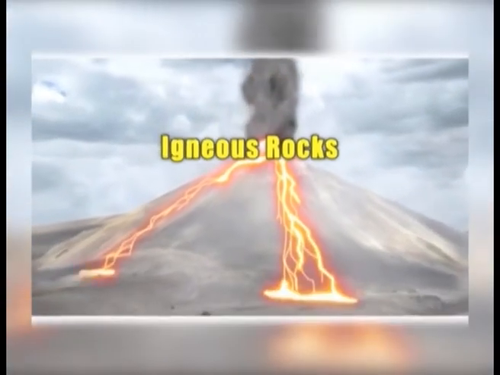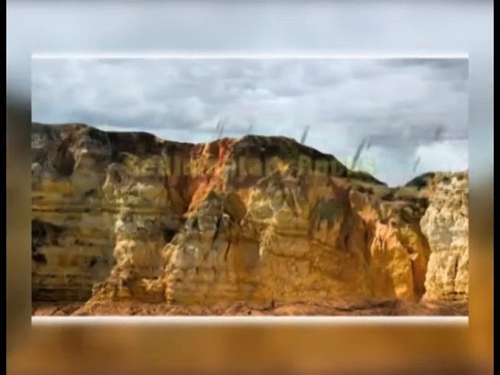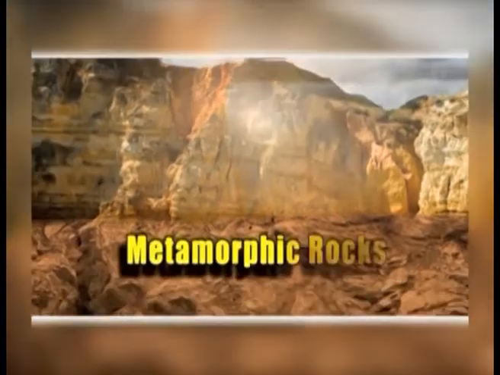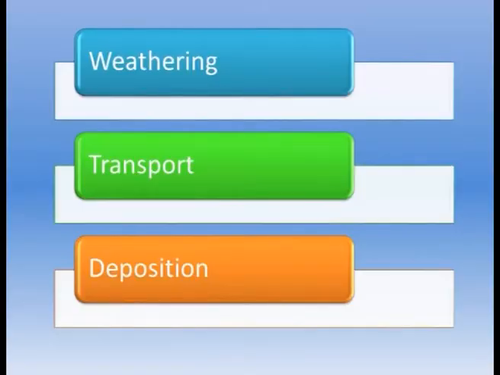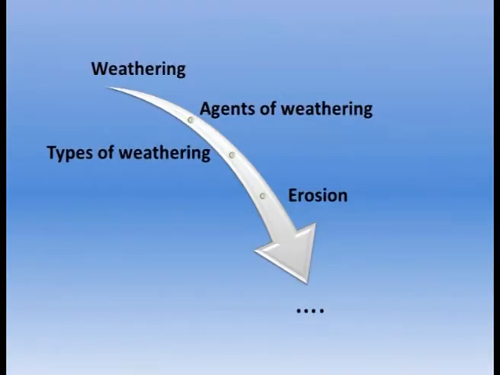After our planet Earth evolved a solid land surface and atmosphere, the water cycle and plate tectonic processes combined to create the rock cycle. Weathering, transport, and deposition are essential processes in this cycle. This chapter outlines the definition of weathering, agents of weathering, types of weathering, and erosion.